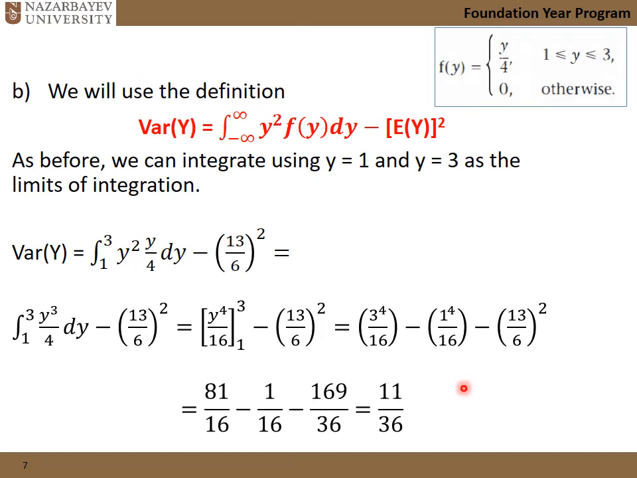Again, work it through to the end. We are going to end up with 11 over 36. So again, try to hide this solution. Start from the definition. Change the integral limits. Substitute the value of the function. Simplify. Perform the integral and try to get this answer.